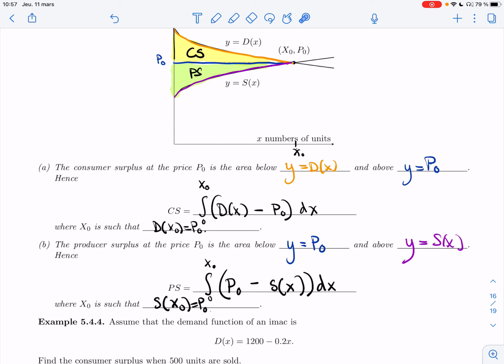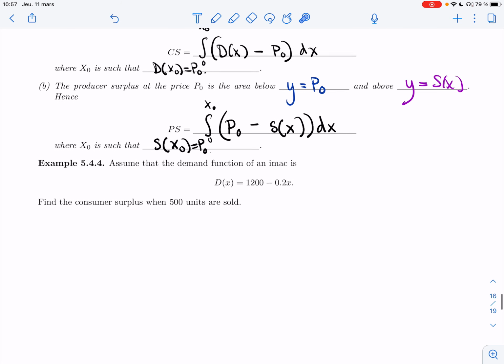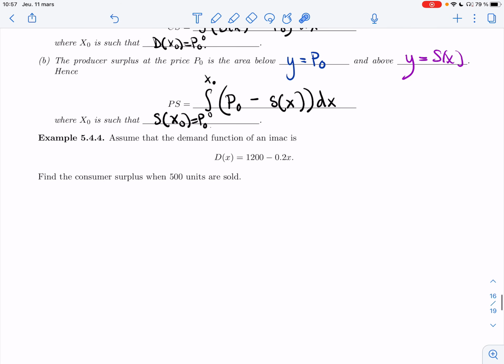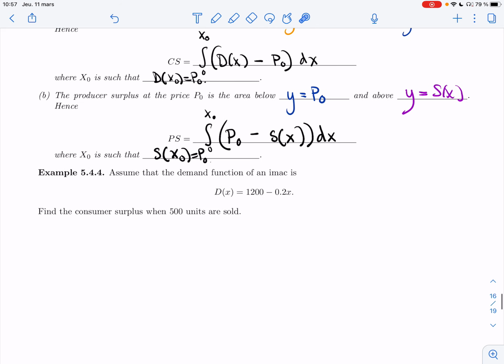I mean, if it's the equilibrium point, then these two are equivalent, but I might not be giving you both curves. I might just give you one of them, and so you could use S or D, depending on which one you have. All right, let's do an example.